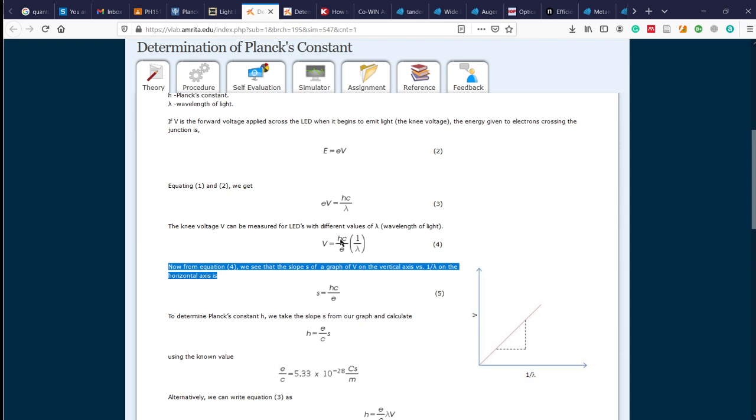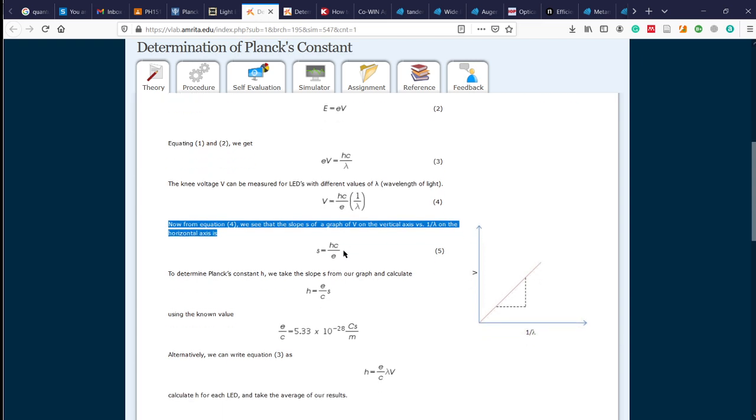Now we have to find out the value of h. We know the value of c, and we know the value of e. How do we get that? For each color of LED, we have 4 colors, and for each color we have 1 LED. So for a particular color, that means for a particular lambda, we will get a particular V.